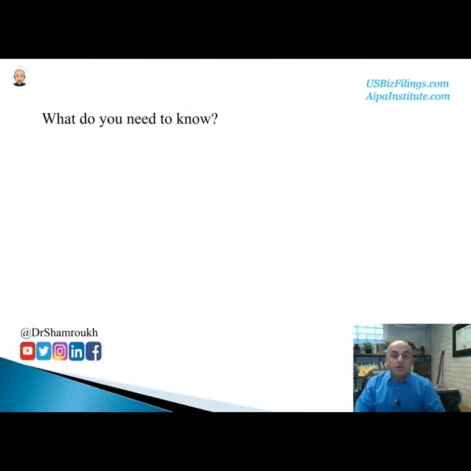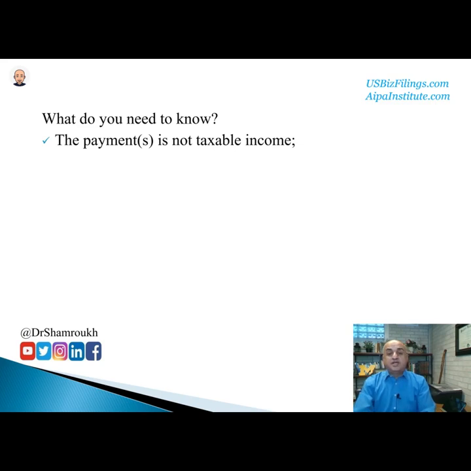Now, what do you need to know about this letter and your individual tax return filing obligation? The good news is that this payment or payments, if you received more than one, are not taxable, which means you will not need to enter it in your individual tax return as taxable income. So you are good with this one.